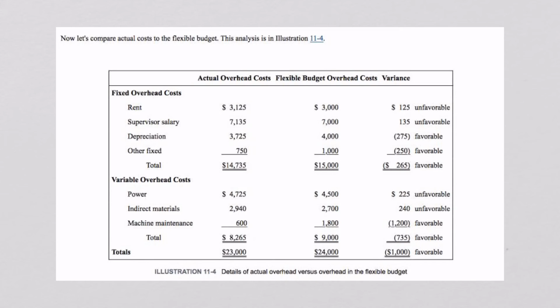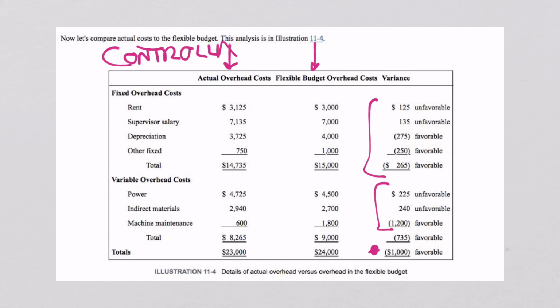This schedule here shows you a comparison of the actual overhead to the flexible budget overhead costs, and what the textbook goes through is line by line to see what does it all mean. But notice that the total, after you shrink all the unfavorables and favorables together, comes out to the $1,000 total favorable that we saw when we first looked at the difference between actual overhead and the flexible budget. And remember, this is all considered controllable since it's comparing the budget to the actual based on the same amount of volume.